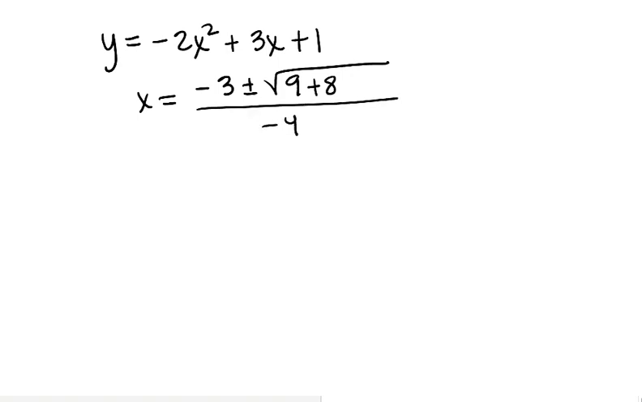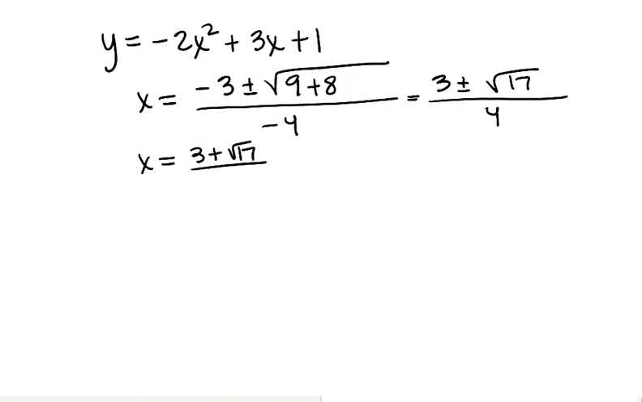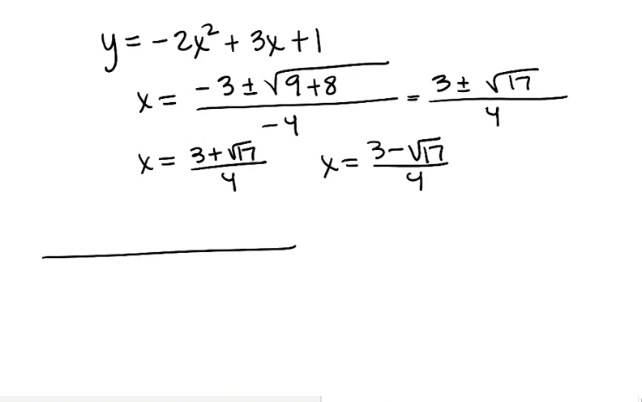So that's x equals 3 divided by 4 plus or minus the square root of 17. It's really minus or plus at that point, but it's no big deal. And so I'll say x equals 3 plus the square root of 17 divided by 4, and x equals 3 minus the square root of 17 divided by 4. And then I'm going to make myself a little sketch.